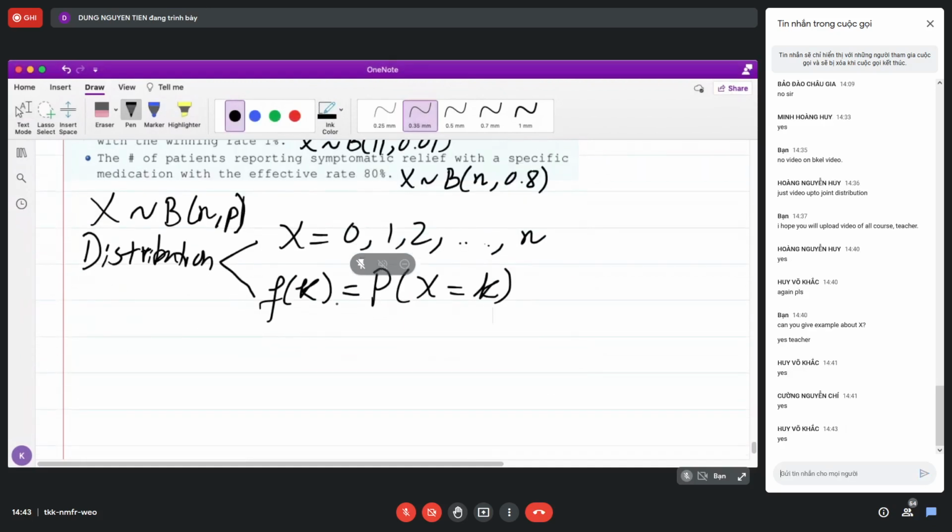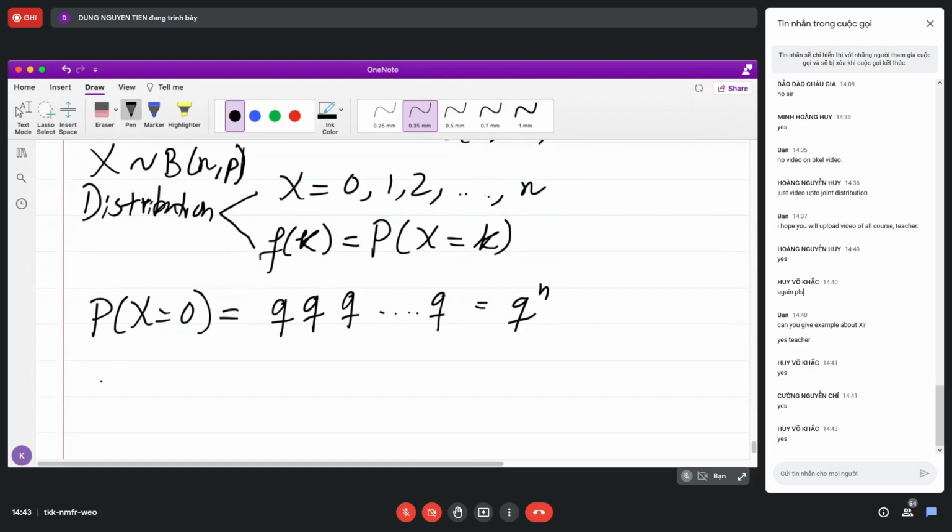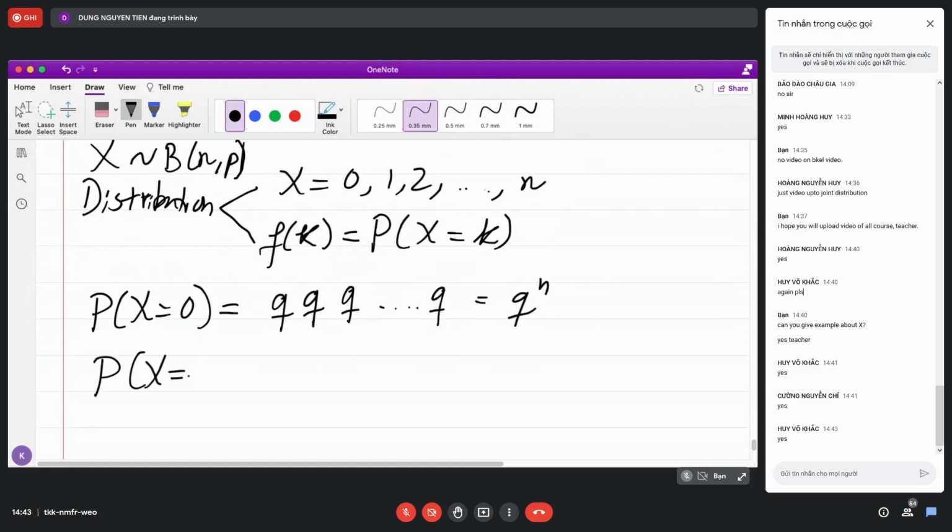Now, what is the probability that x equals k? The probability that x equals 0 is the probability that you win no game, or let's say you lose all games. You lose the first game with the probability q. You lose the second game, which is q. The probability that you lose the third game is q. The probability that you lose the last game is q. Then you get q to the n.